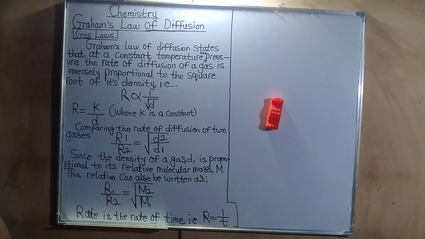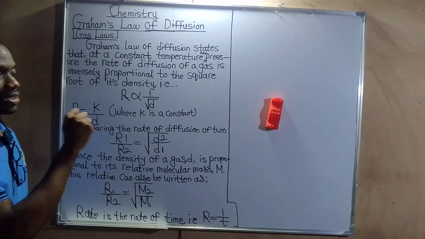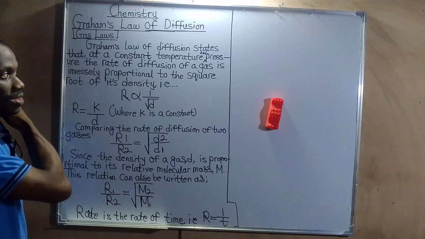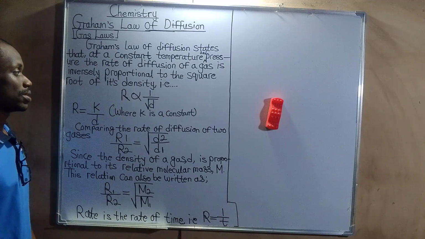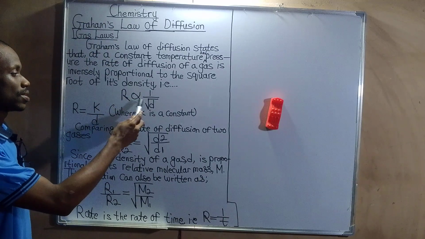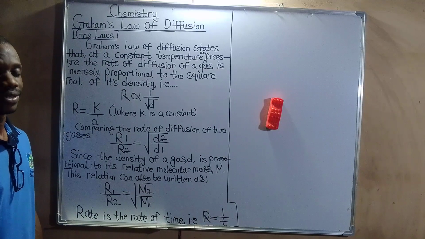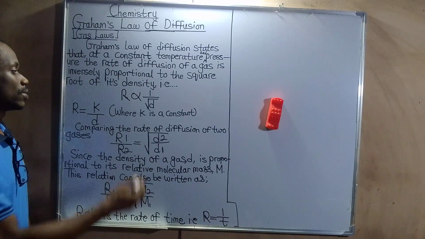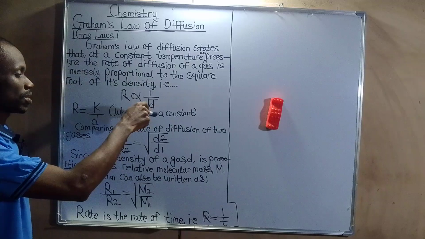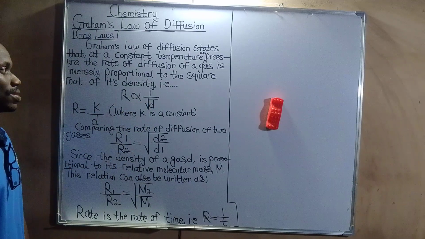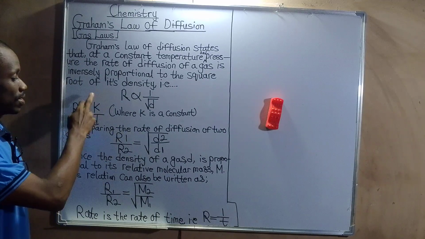So now, what does this mean mathematically? At a constant temperature and pressure, the rate of a gas is inversely proportional. This is the sign of proportionality. So, rate is inversely proportional. Inversely means 1 over a certain number or a certain constant. So when I say R is inversely proportional to the square root of its density, R is equal to K over the square root of D.